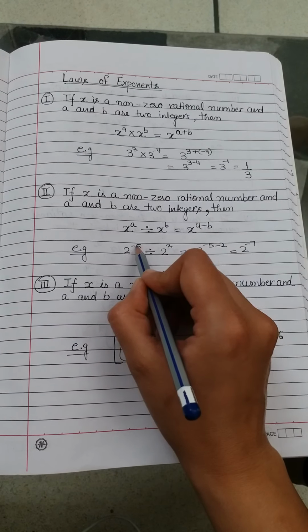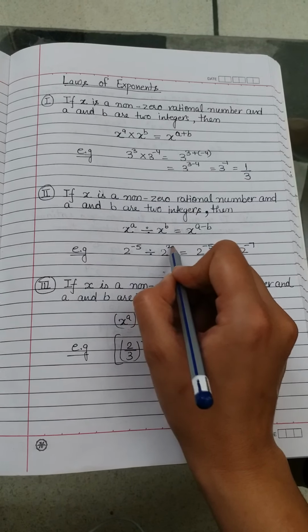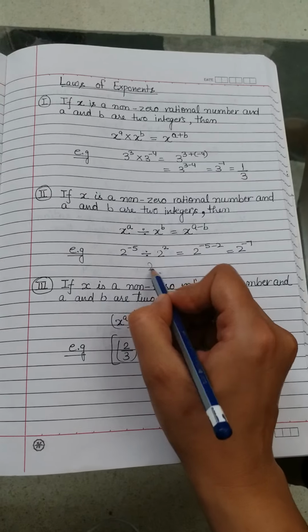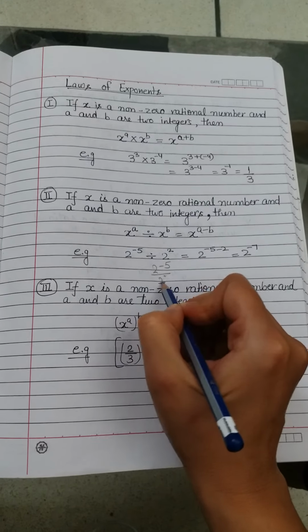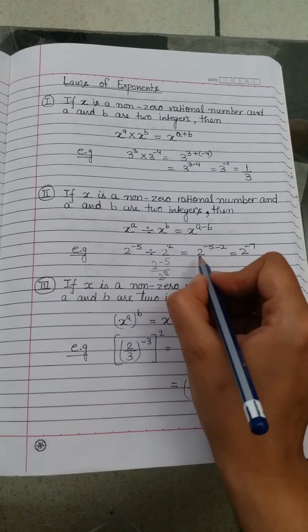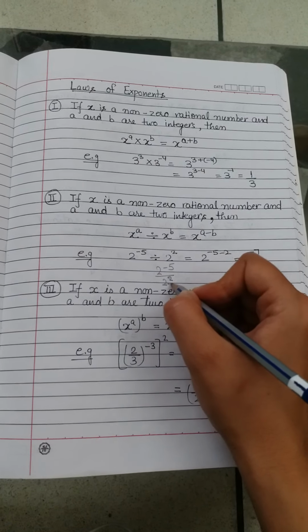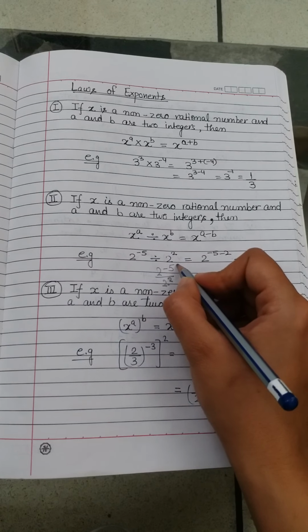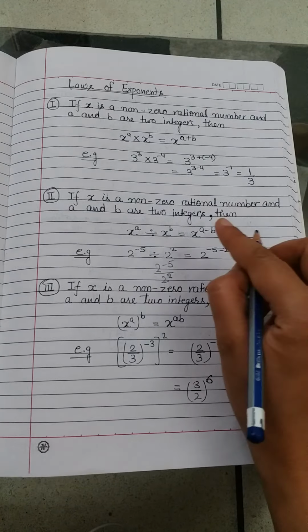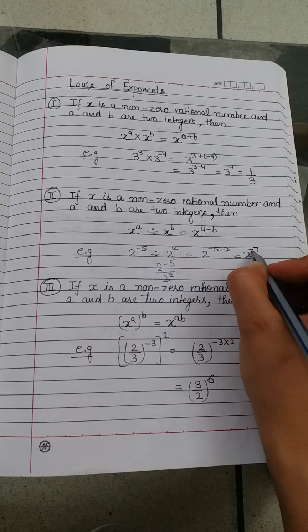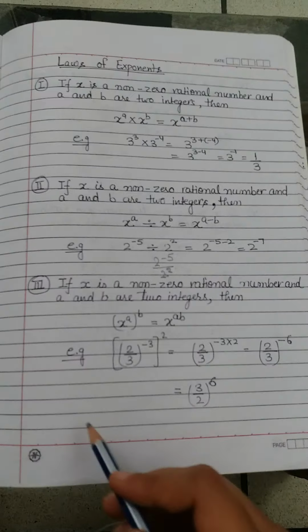That is 2 raised to the power minus 5 divided by 2 raised to the power 2, which can be written as 2 raised to the power minus 5 minus 2. The denominator power is going to be subtracted from the numerator power if the bases are same. So that gives us 2 raised to the power minus 7.